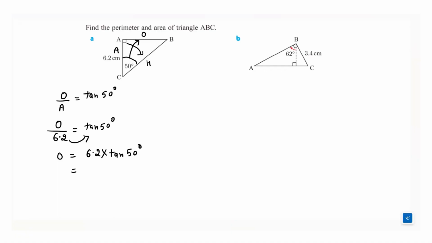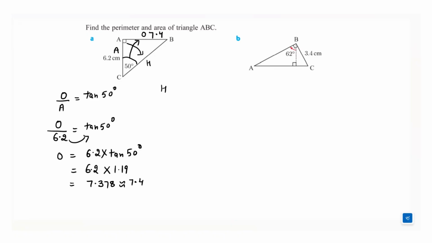We'll calculate here what is the value for tan 50 degree, which is equals to 1.19. Now we will multiply 6.2 with 1.19, which is equals to 7.378, and we'll round it off to 7.4. So the value of O is 7.4. Now we need to find out what is the value for H.